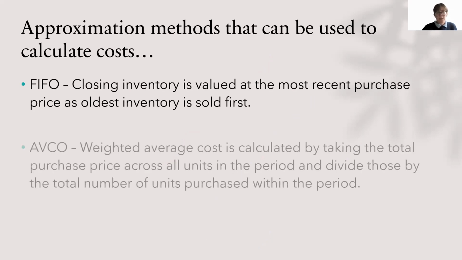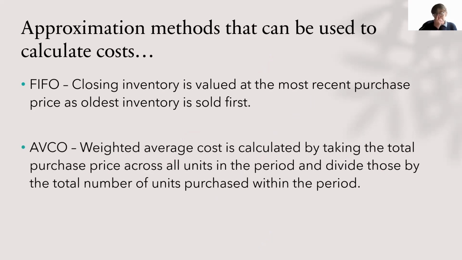Alternatively, a business may choose to use AVCO, which is the weighted average cost, which will be calculated by taking the total purchase price across all units in that period and divide those by the total number of units purchased within a period. So essentially, it's just the average cost method.